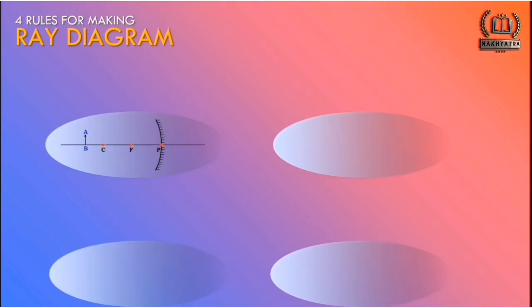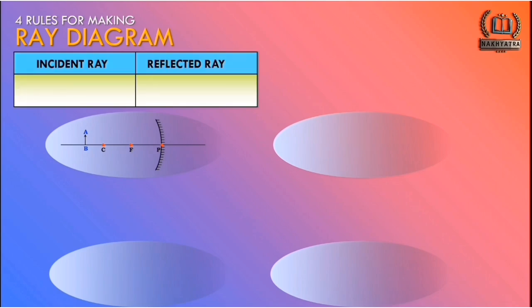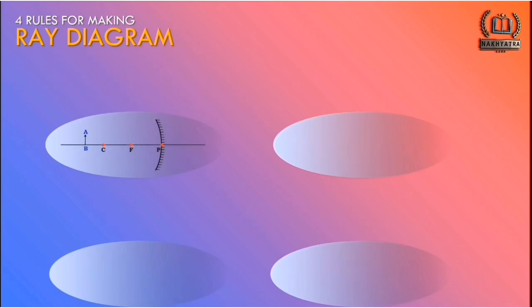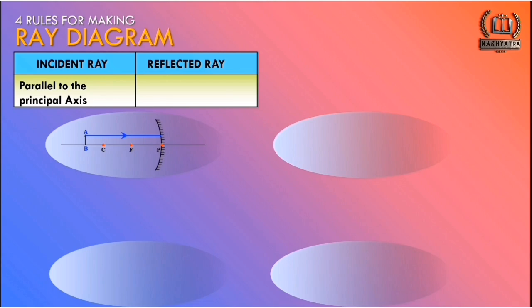Alright, now see here the 4 rules for making ray diagram. So now you all must be familiar. So incident ray, as you can see here, when it is parallel to the principal axis, the reflected ray passes through the focus. Clear?